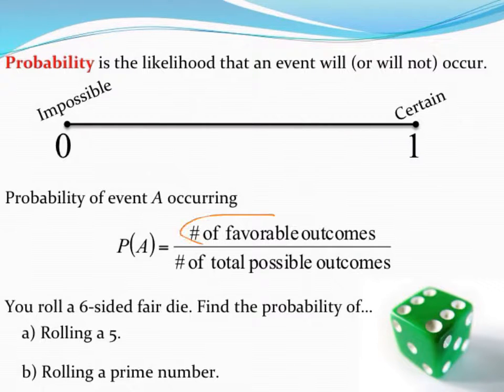Well, the favorable outcomes, the outcomes I want in this case, are how many 5s there are on a six-sided die. Well, there's only one 5. The total number of possibilities is 6 different numbers that could come up. So my probability of rolling a 5 is 1 out of 6.